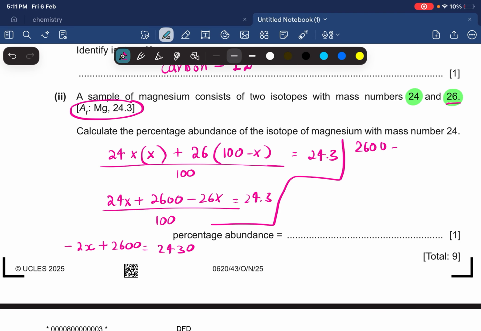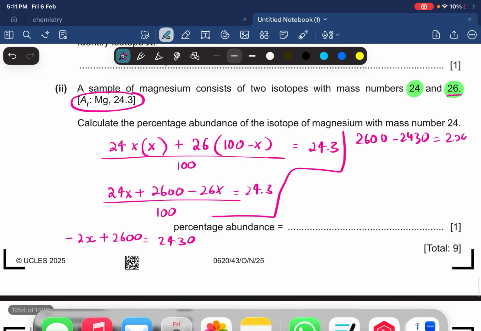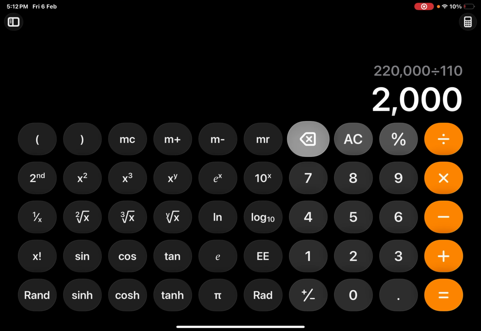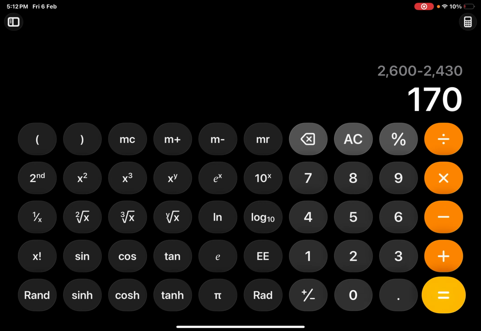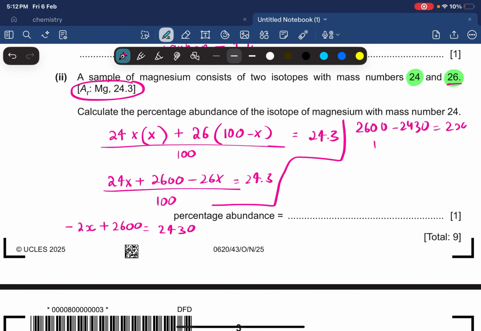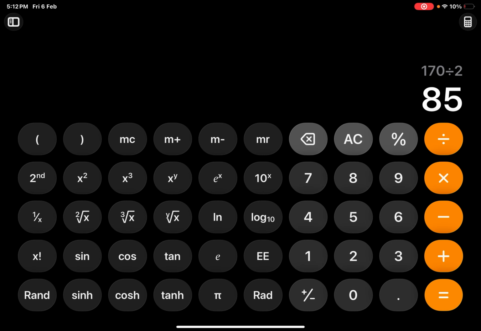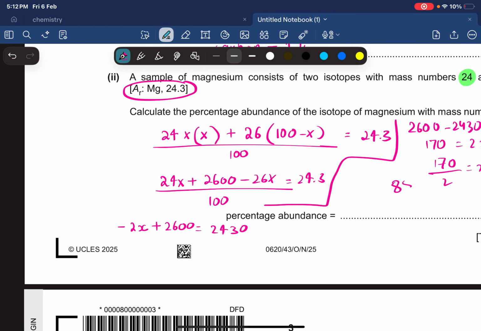2600 minus 2430 equals 2x. 2600 minus 2430 is 170. 170 equals 2x, so 170 upon 2 equals x. That gives 85%. So 85% by mass is the percentage abundance.